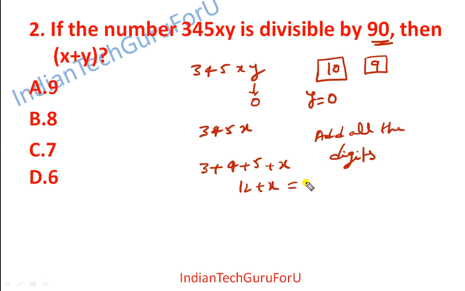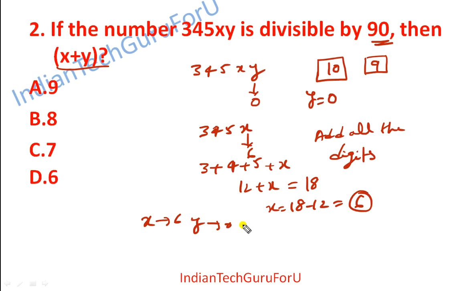So what is the nearest number after 12 which is divisible by 9? 9 ones are 9, 9 twos are 18. So 18 is the next number. So x will be 18 minus 12, that is 6. So the answer is 6 for x. So what they asked, x plus y. X is 6 and y is 0. So x plus y is equal to 6 plus 0, that is equal to 6. So the answer is 6.